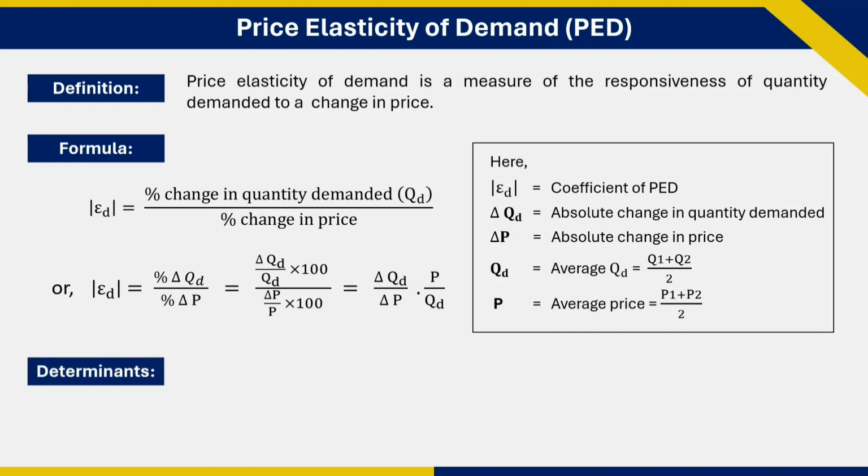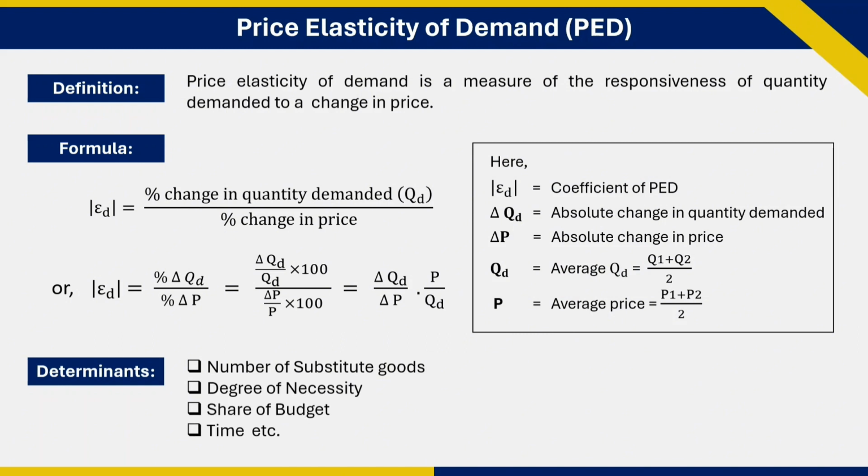Price elasticity of demand is determined by factors such as the number of substitute goods, degree of necessity, share of budget, and time, etc. By analyzing the behavior of these factors, we can determine how the elasticity will be, more or less elastic.